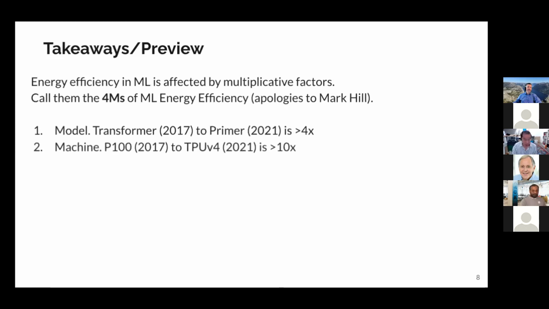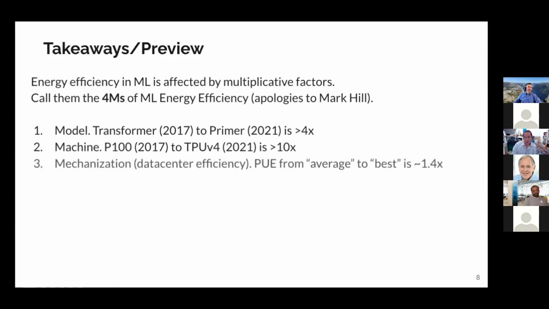If you change machines, if you buy a really great NVIDIA machine from 2017 and compare it to our latest TPUs or the latest GPUs, that's more than a 10x efficiency improvement in terms of what work you can do for the same amount of power. That's not just Moore's law, that's also design in the machines that we're building.